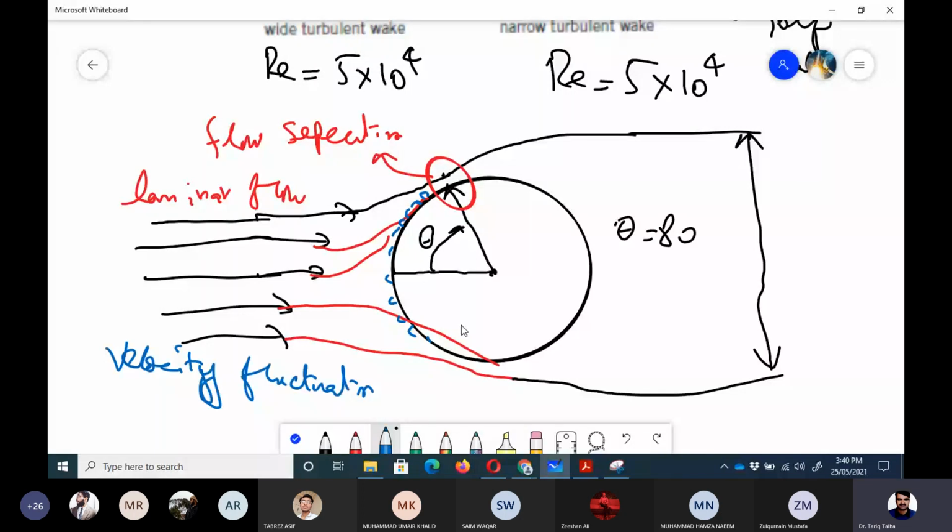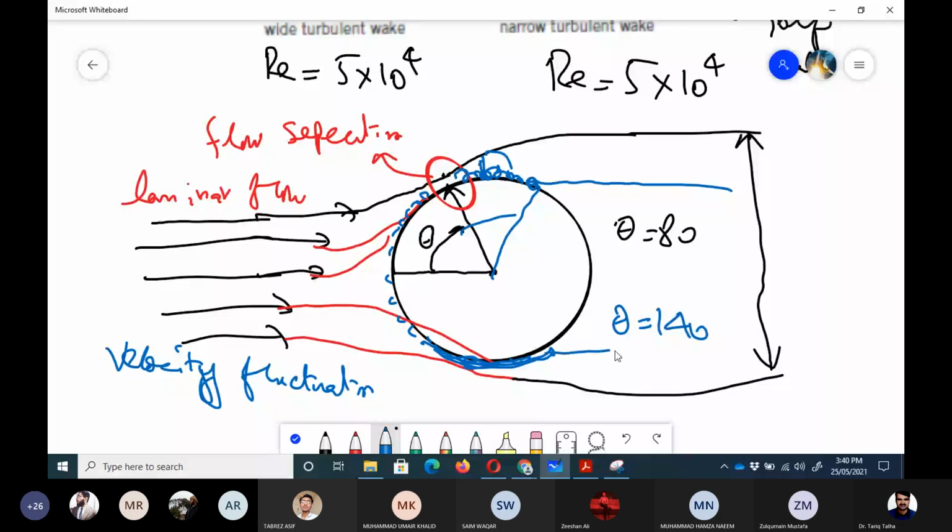Due to that velocity fluctuation, the flow would remain attached up to this point, which is theta equal to 140 degrees. It means it would also remain attached up to this point on the lower side, and the wake region would be small, right? For the laminar flow, the flow separated at theta equal to 80 degrees, and for the turbulent flow it remains attached.